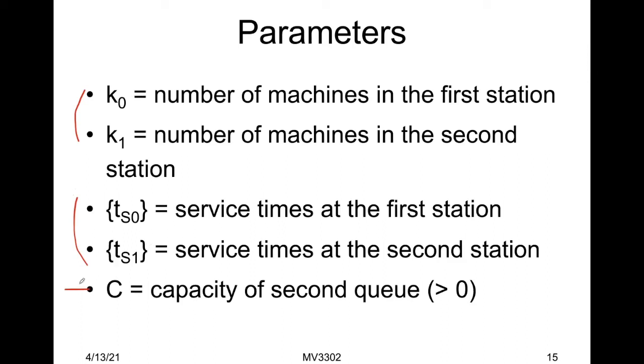And then the one thing that we've added is the capacity of the second queue, meaning that's how much room there is in the second one. And we're going to assume that that's bigger than 0. We're going to assume that there's at least room for one of the parts to be in that second queue.